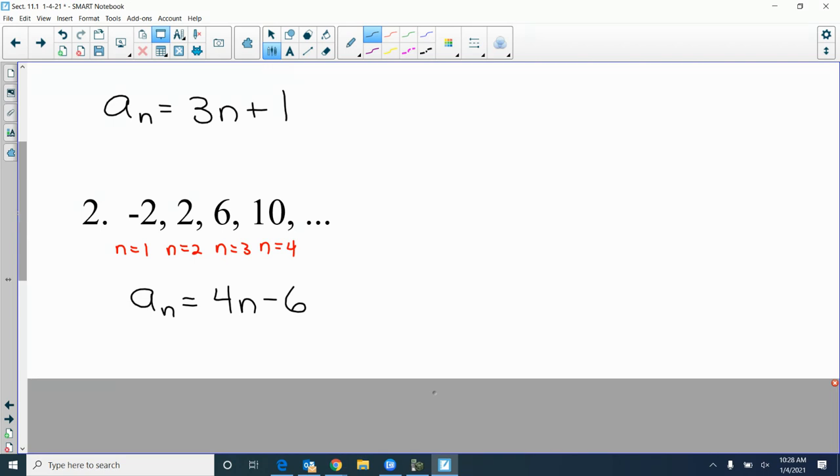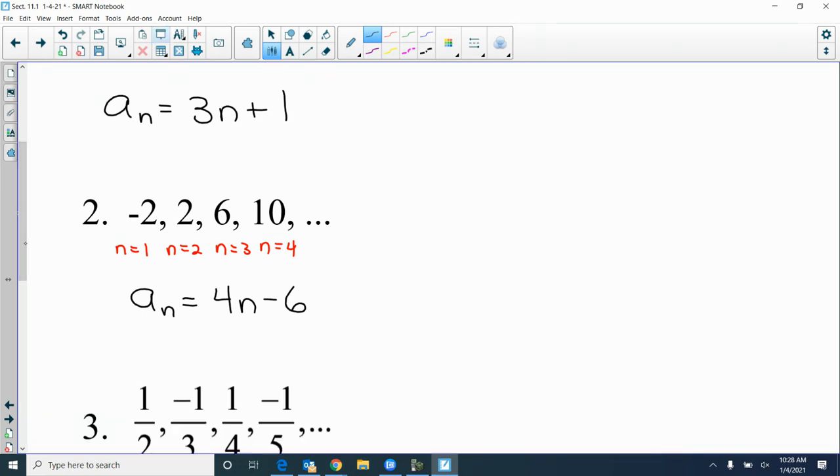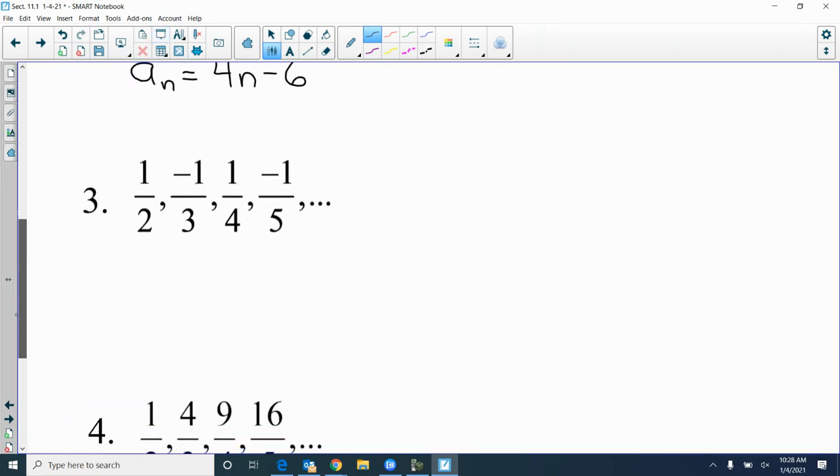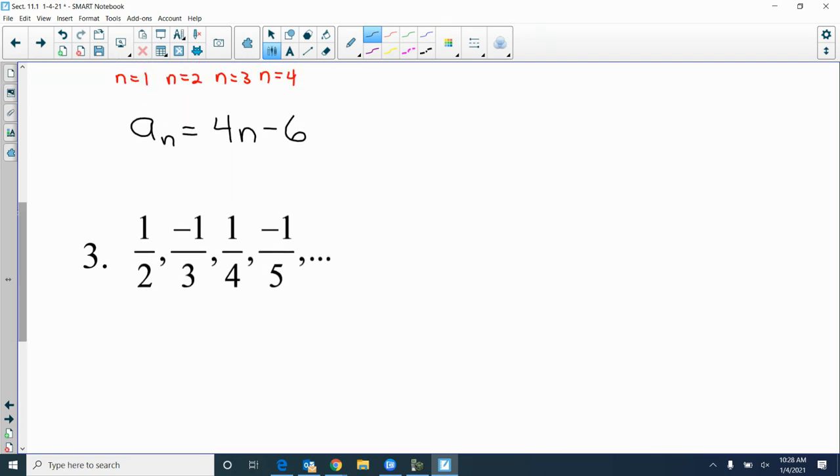Well, to make sure you get the first term right, you might have to add or subtract a value. So 4 times 1 is 4. To get -2, you got to subtract 6. So if they go up a common amount, you're going to have that 3n or that 4n involved. All right, the next one, though, is not exactly the same. Now, this does not go up or go down a common amount.